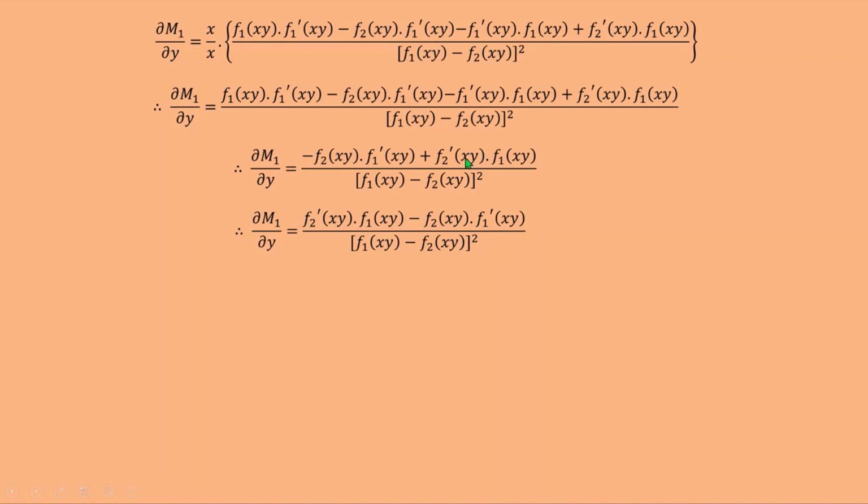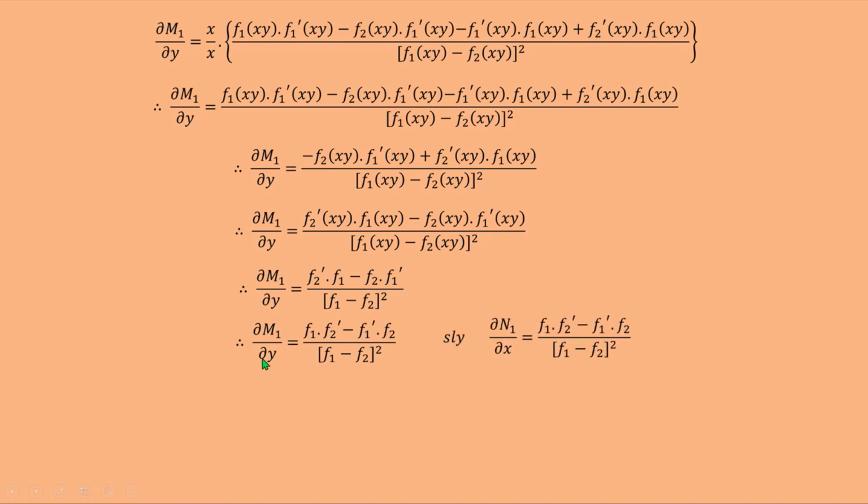and therefore ∂M1/∂y = [f2'(xy) f1(xy) − f2(xy) f1'(xy)] upon [f1(xy) − f2(xy)] whole square. We can write this as ∂M1/∂y = [f2' f1 − f2 f1'] upon [f1 − f2] whole square, and therefore ∂M1/∂y = [f1 f2' − f1' f2] upon [f1 − f2] whole square.